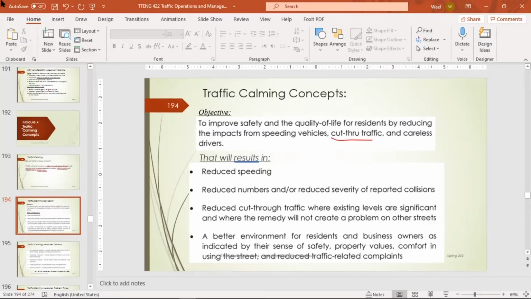Cut-through traffic, those are the traffic that goes through a neighborhood, okay, as pass-by traffic.